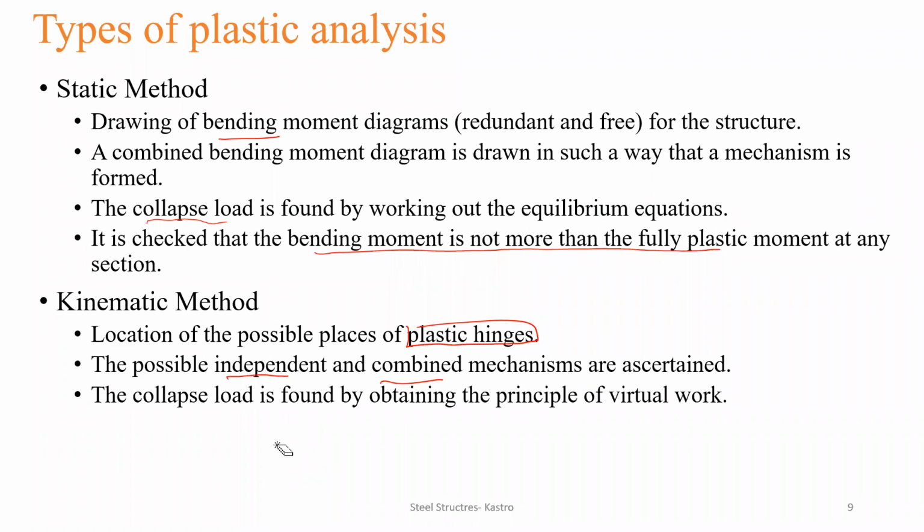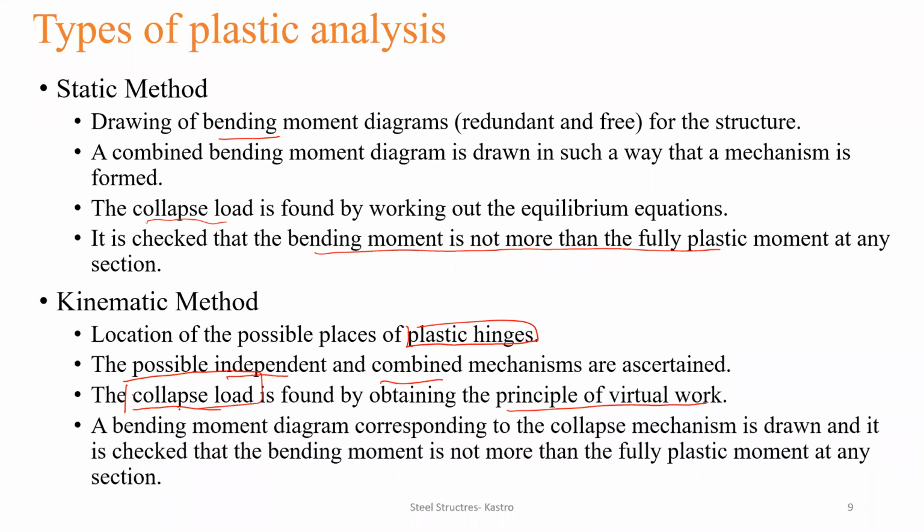The third step: after you know the independent and combined mechanisms, you're going to use a method called the principle of virtual work method. Now what will you do by using this method? You're going to find out the collapse load of the structure. So you're going to do the analysis by using the principle of virtual work method, and here you're going to determine the amount of load that is causing failure of the structure, which is called the collapse load. So this is the third thing.